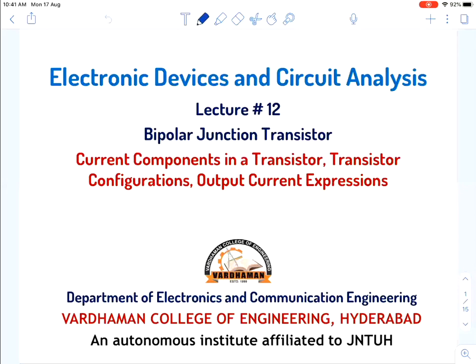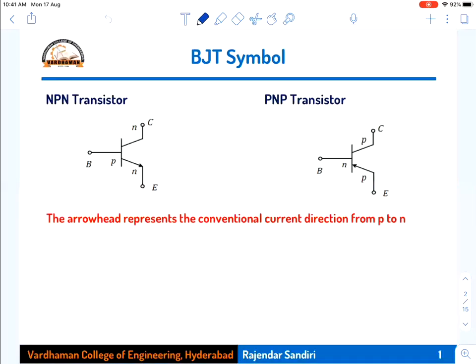In this lecture, we'll see the current components in a transistor, then transistor configurations, and in all the configurations, we will see the expression for the output current. Okay, output current expressions. So before going to those topics, we will see the symbol of the bipolar junction transistor.